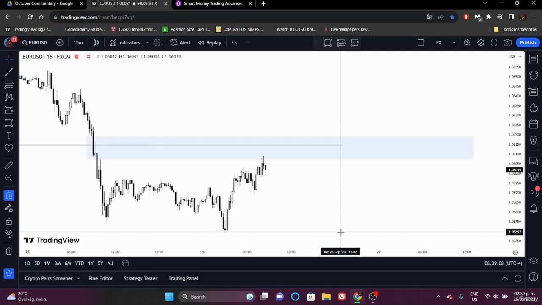Then we're also going to be talking about inverse volume imbalance, and also of course volume imbalances.